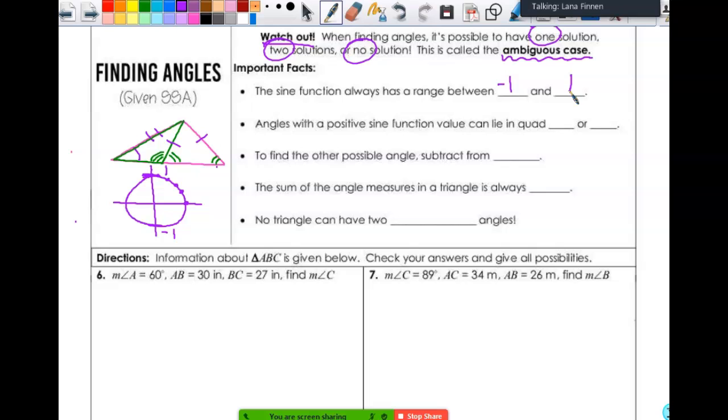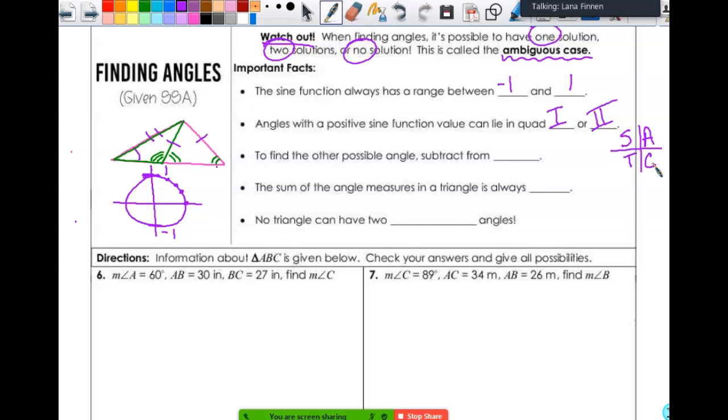Okay, so then angles with a positive sine function are in which quadrants? Which quadrants is sine positive in? Well, we know everything's positive in quadrant 1. What other quadrant is sine positive in? 2, very good. Because we can't forget this whole all students take calculus thing. So sine is positive in quadrants 1 and 2.